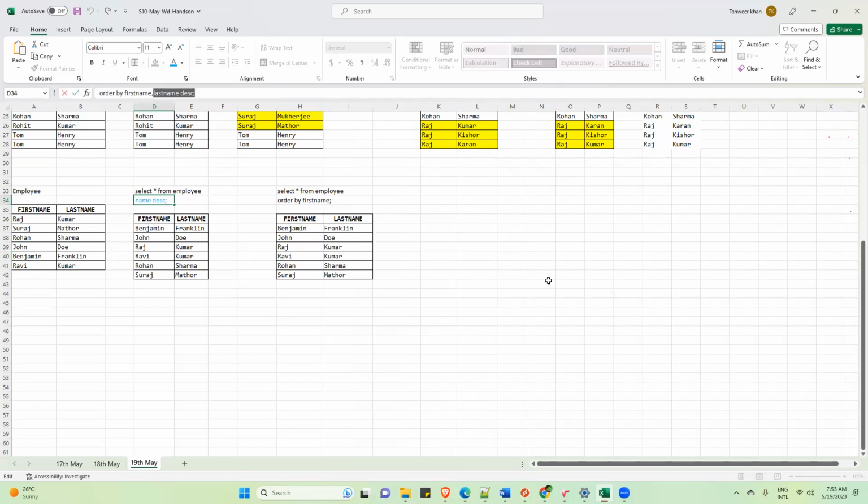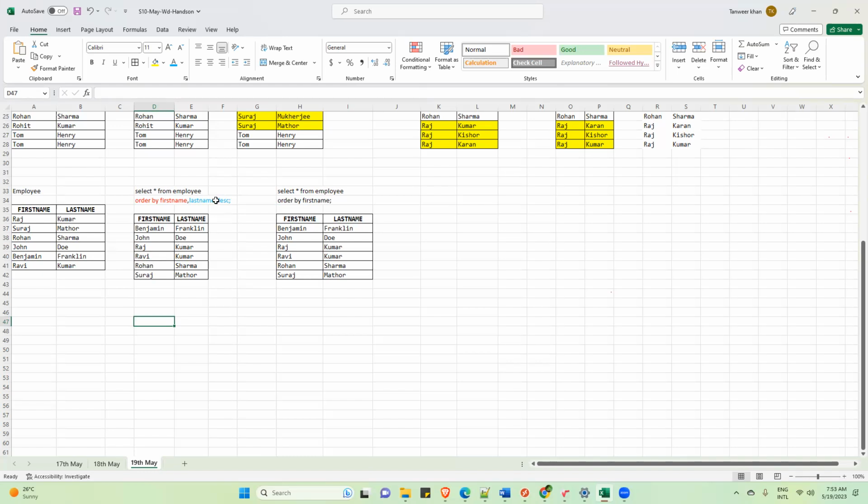There is no significance. Now again, there is a misconception. Listen very carefully. Generally, people think that the meaning is sort based on the first name in ascending order and last name in descending order. No, this is a big misconception. People think that the meaning of this query is based on first name sort in ascending order and based on last name sort descending order.